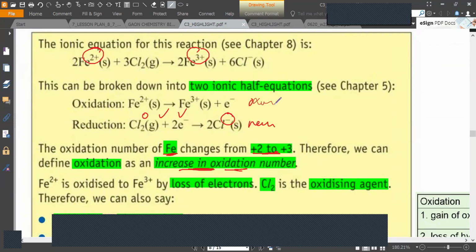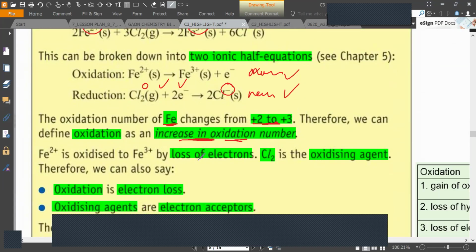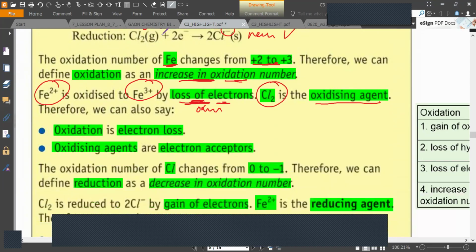Oxidation and reduction are opposite. Another thing we can see here, the iron lost electrons. Losing electrons is oxidation. In this case, chlorine is the oxidizing agent. It oxidizes the iron from +2 to +3.